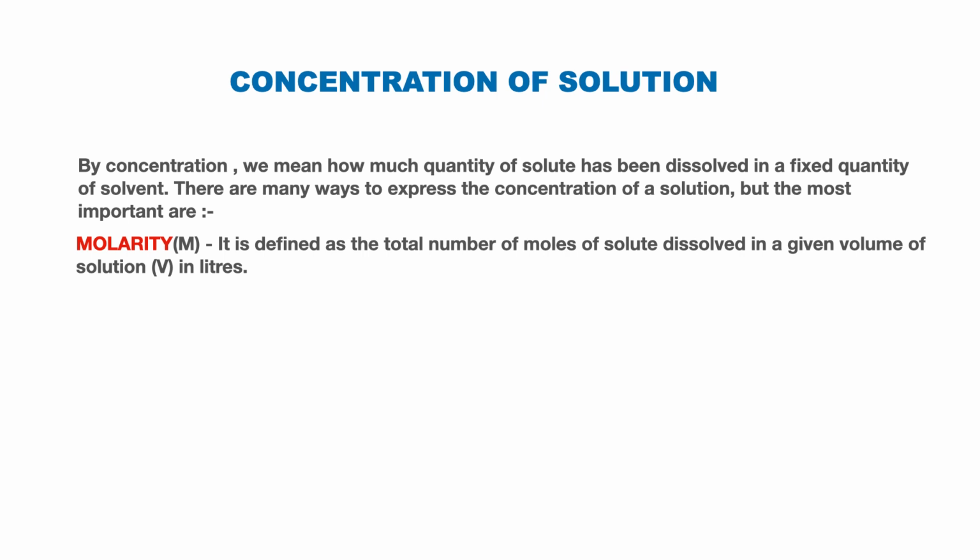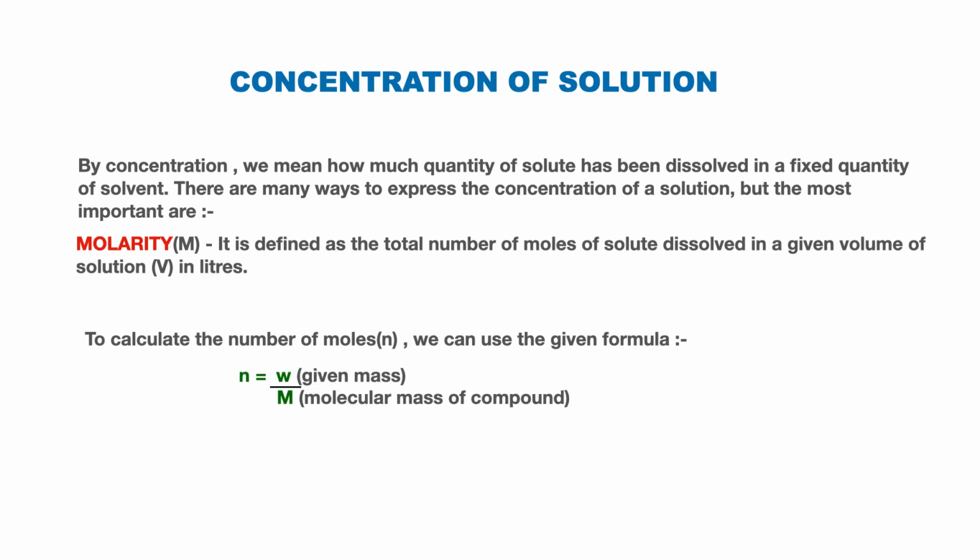So from the definition we are seeing that there is number of moles. So how will you calculate the number of moles? We can calculate the number of moles of the solute by using the relation: number of moles is equal to given mass upon molecular mass. The given mass is denoted by small w and the molecular mass is denoted by capital M. Once we know the number of moles, we can divide by the volume in liters, so we will get the molarity of the solution.